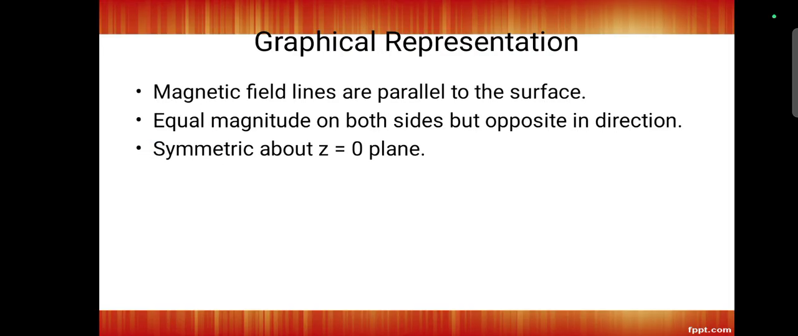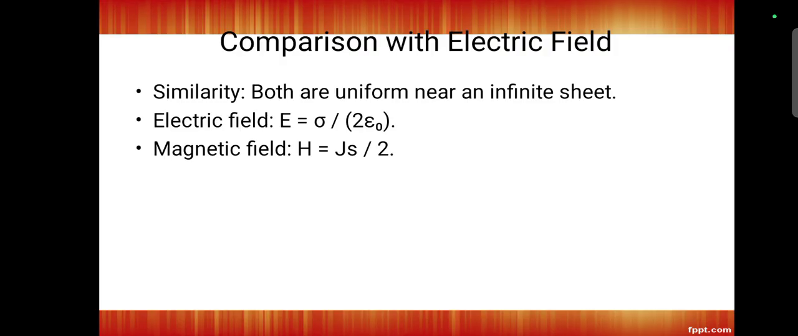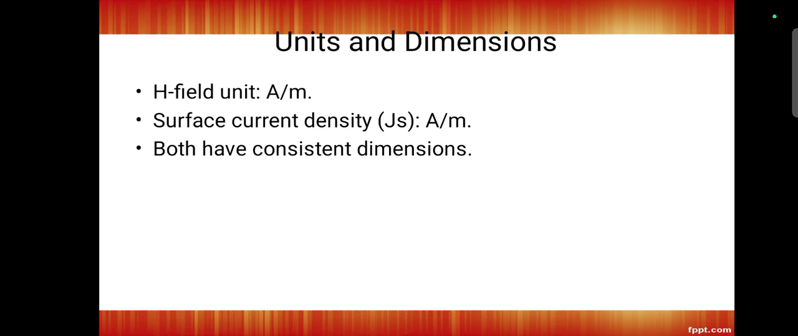So the graphical representation: magnetic field lines are parallel to the surface, with equal magnitude on both sides but opposite in direction. Comparison with the electric field: E is given as E = sigma divided by 2 epsilon naught, just as H = Js/2.